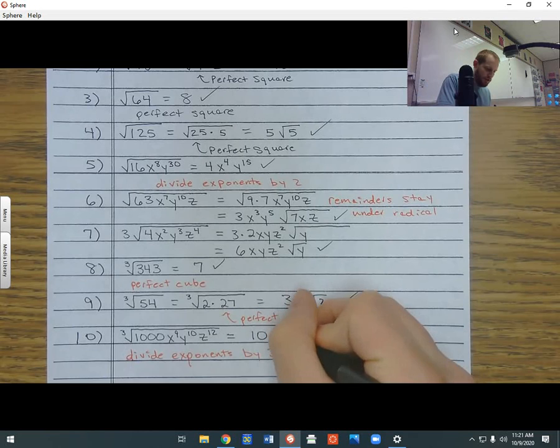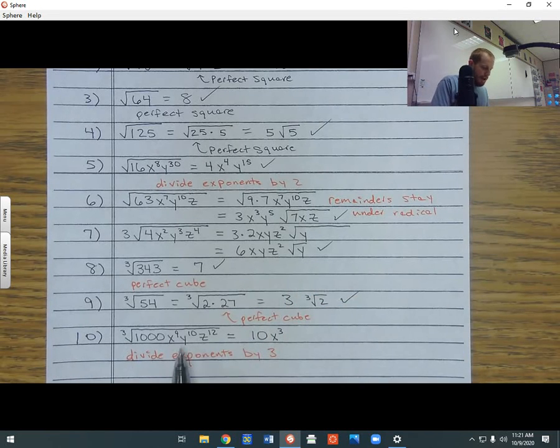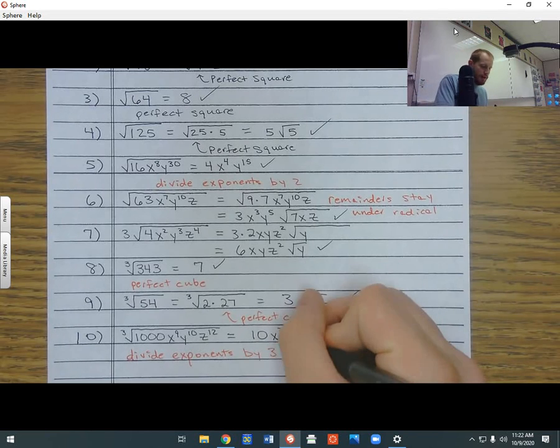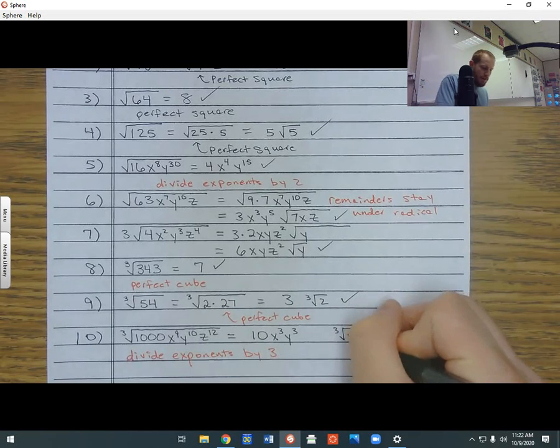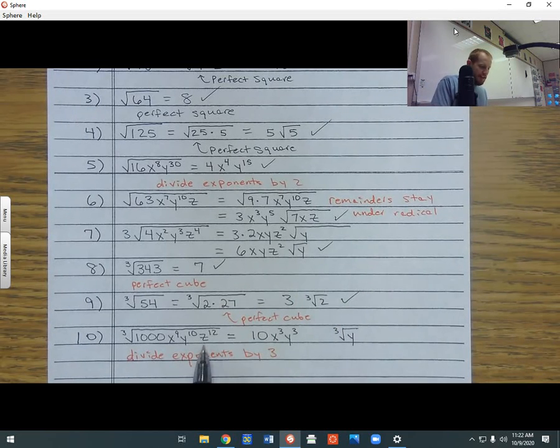How many y's can we take out? Well, 10 divided by 3 is 3, remainder 1. So actually one of the y's has to stay under there. And how many z's can I take out? 12 divided by 3 is 4, so I can take out 4 z's.